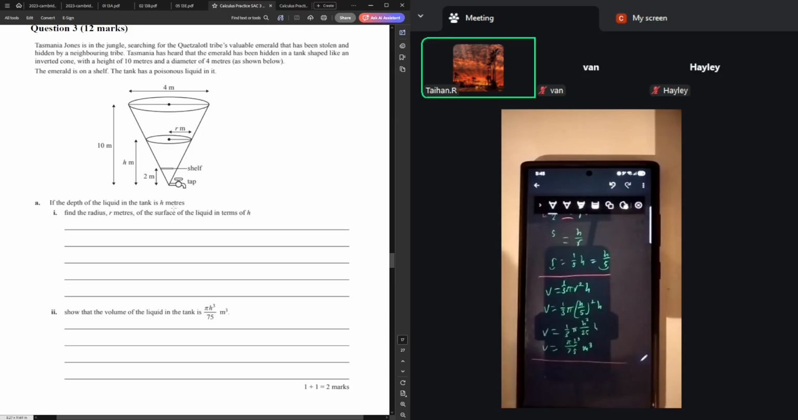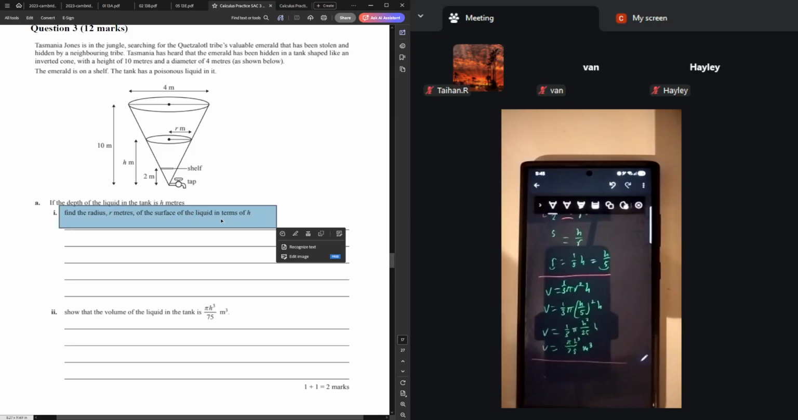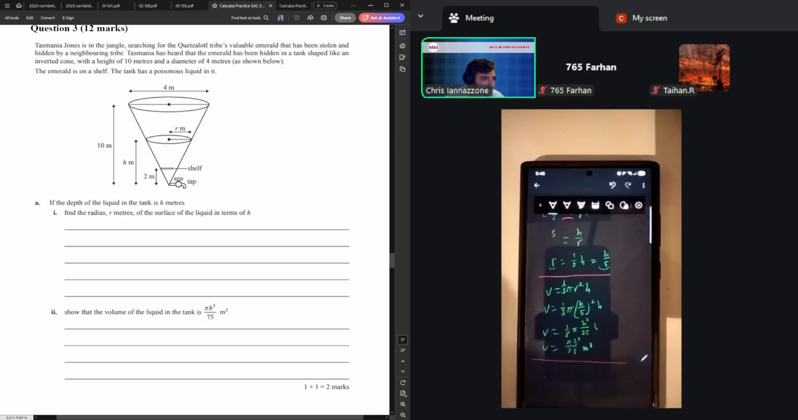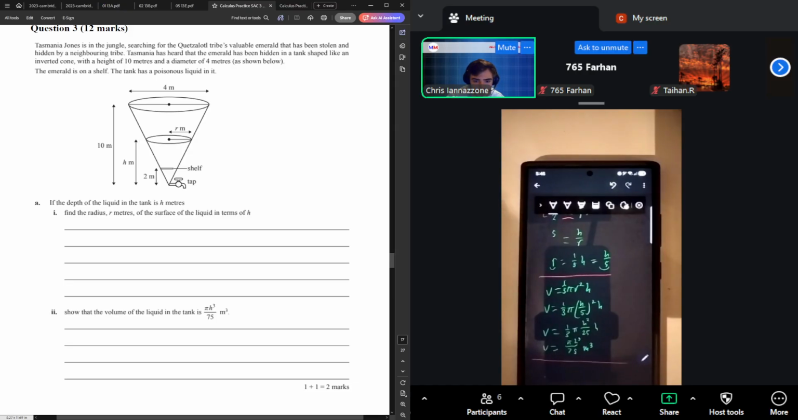So at the beginning, it basically asked us to find the radius r in terms of h, right? So we know we have to do something with this h and r to combine them. What we notice about this scenario is that it is a shape inscribed inside another shape. We have a cone inside of a cone, and the ratios of the dimensions should therefore be the same. They won't be the actual same numbers, but they will be related to each other in that way.